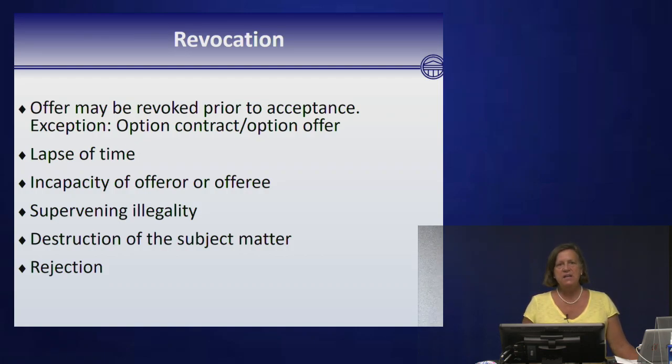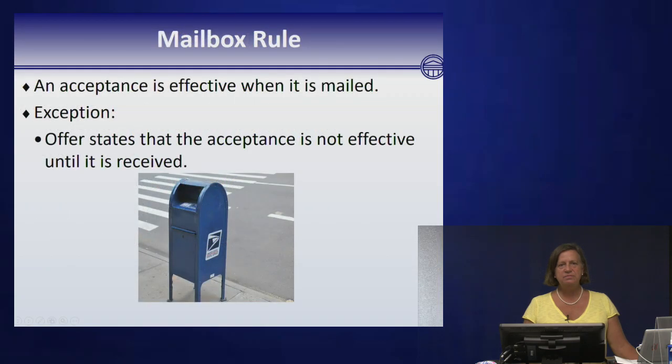Incapacity of either the person making the offer or the person to whom the offer is made. Supervening illegality. If what I've offered to do later becomes illegal, that revokes my offer. Destruction of the subject matter of the offer, and of course, rejection. Rejections revoke offers. Counteroffers revoke offers as well.